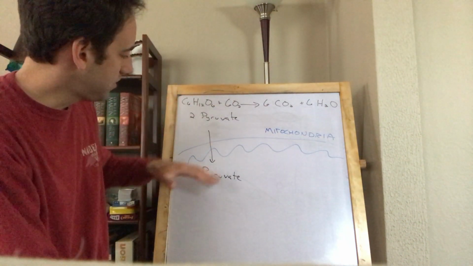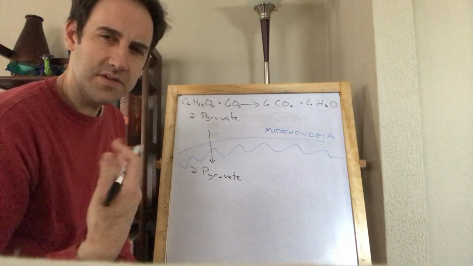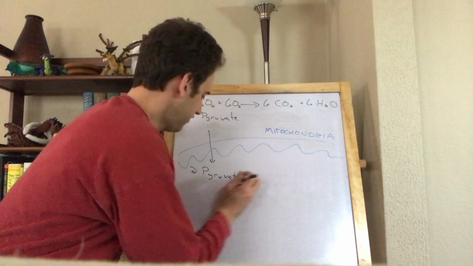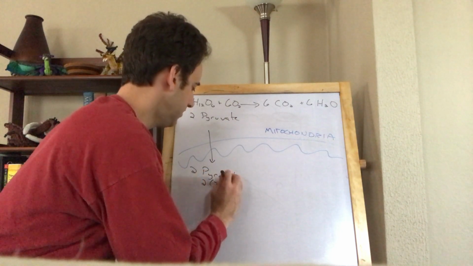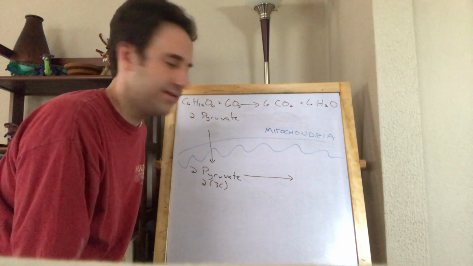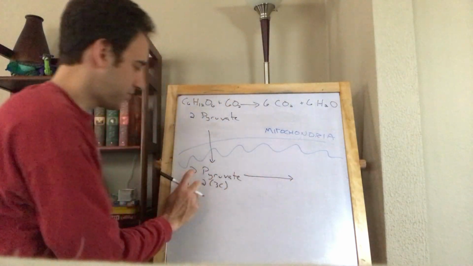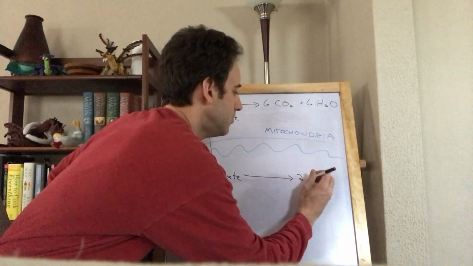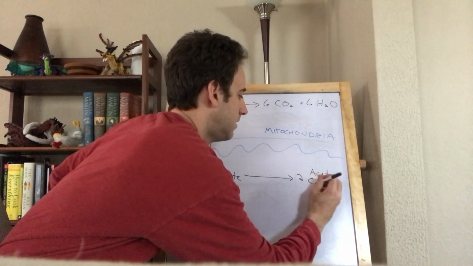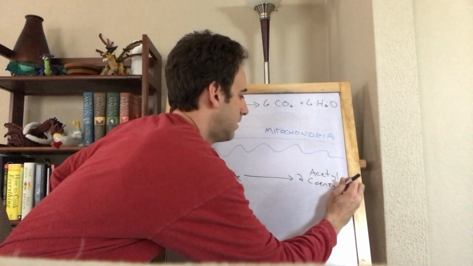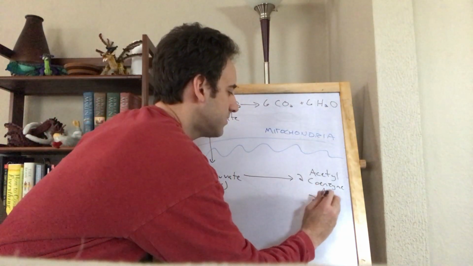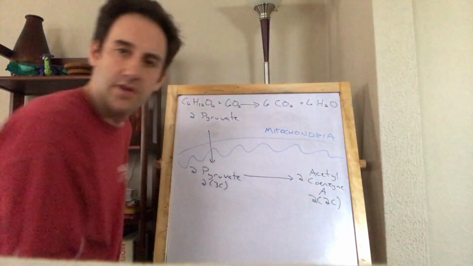So the pyruvate is going to enter the mitochondria, and then there's what's called a transition reaction that happens. Those 2 3-carbon pyruvate units are converted to something called acetyl coenzyme A. And since there's 2 pyruvate, that's going to lead to 2 acetyl coenzyme A molecules. Each of these are only 2 carbons, though.